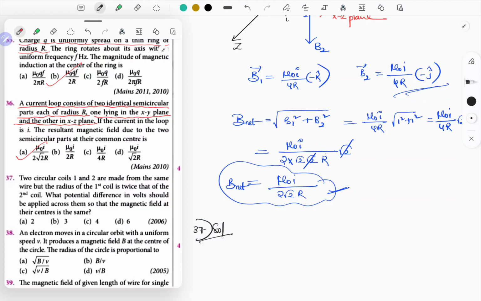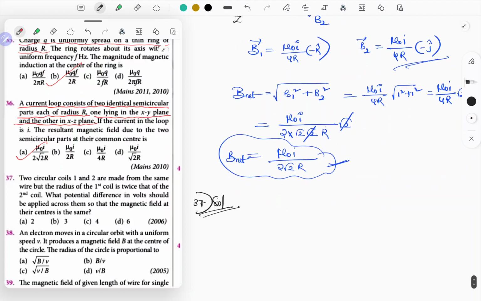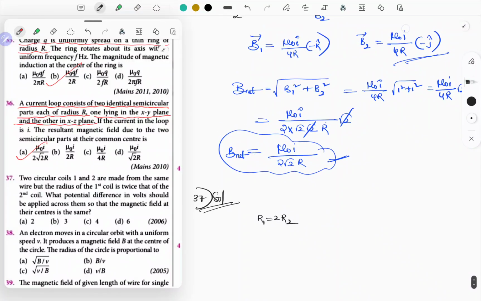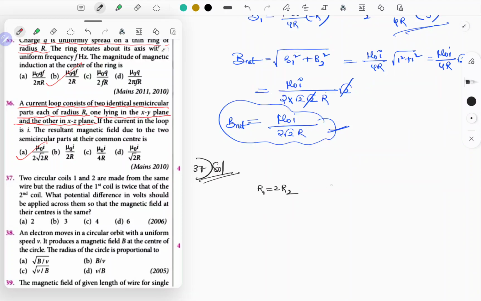Two circular coils 1 and 2 are made from the same wire, but the radius of the first coil is twice that of the second coil. Okay, R1 is 2 times R2. Both are made of the same wire. What potential difference in volts should be applied across them so that the magnetic field at their centers is the same? Okay, let me draw the circle.